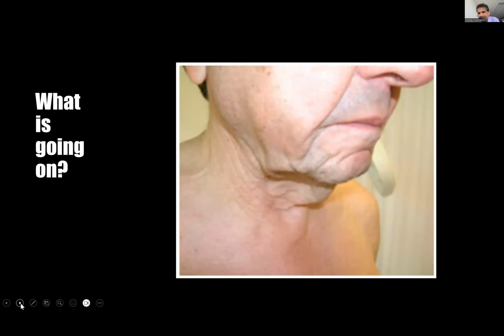What is this? The skin becoming lax, acquired, right? You can see the lax skin. And we got IgG lambda paraprotein in blood. Anyone can diagnose?